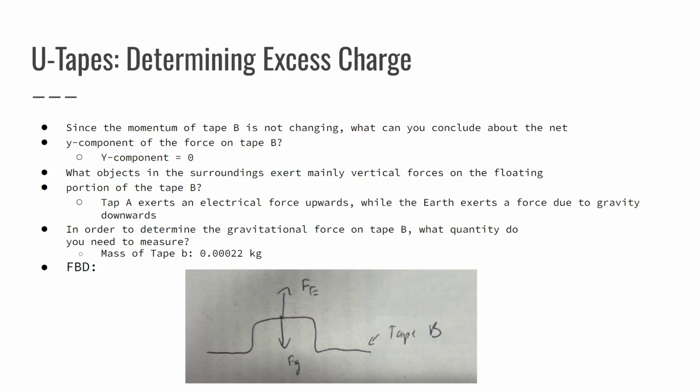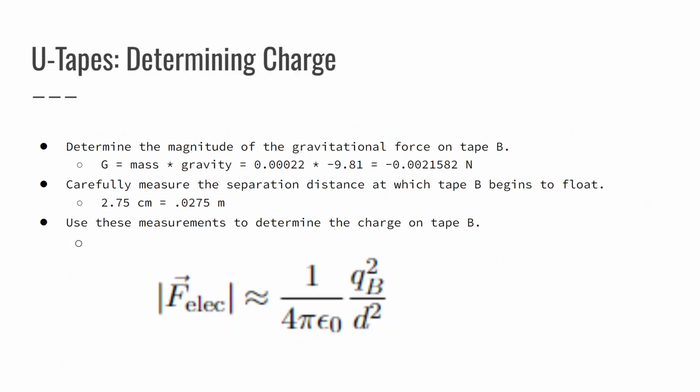So that means that the force of gravity and the electric force are equal. Now, in order to measure the electric force, we must measure the gravitational force. So in order to do that, we need the mass of tape B, which is shown here. And then using this mass, we can calculate the force of gravity as shown below, which results in a force of negative 0.002 newtons.